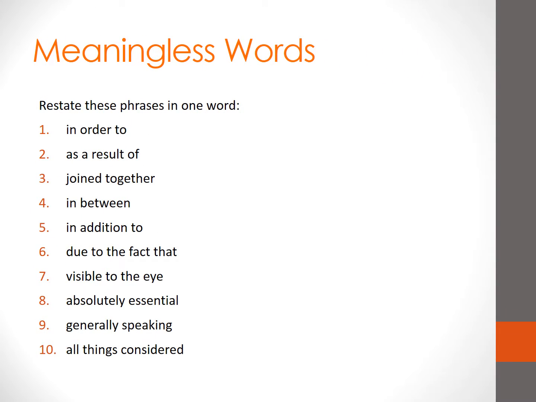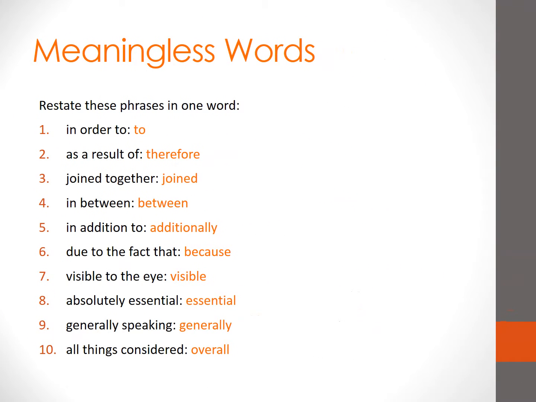Meaningless words. I often see these phrases in academic writing, and we can often get rid of a lot of clutter and a lot of meaningless words by restating these phrases in just one word. In order to could just be written to. As a result of, therefore. Joined together, that's redundant, isn't it? So you could just write joined.